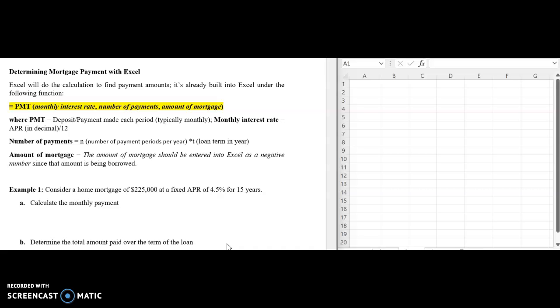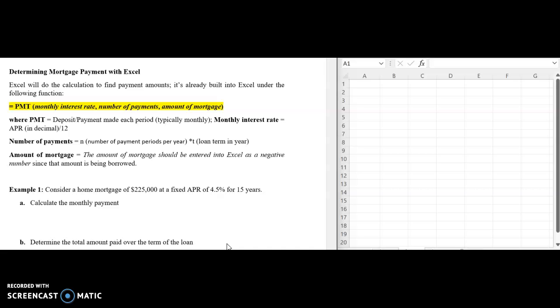And to use Excel to find mortgage payment, we need the Excel function equal PMT. So we have to begin with equal to sign because that tells Excel you want to do some calculation. So when you start with equal to, you type the PMT function and you start by typing your monthly interest rate. And to find the monthly interest rate, you always want to take the APR, which is the annual percentage rate, convert that to a decimal, and divide by 12.